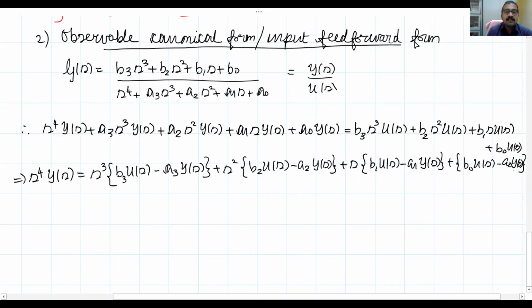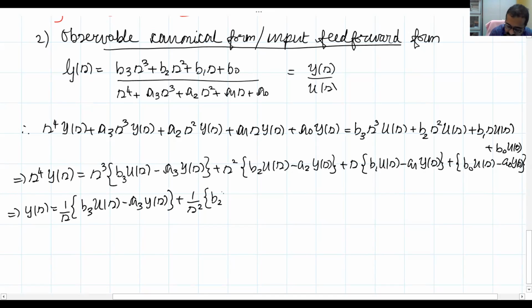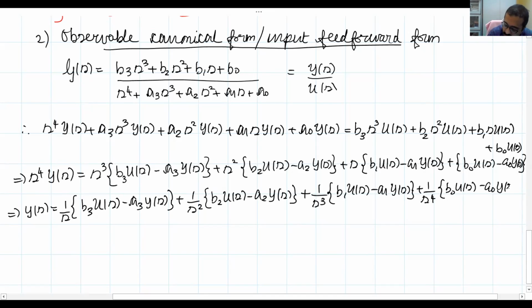Okay. Now I will divide throughout with s raised to 4. So y of s is equal to 1 by s into b3 u of s minus a3 y of s, plus, because you are dividing throughout with s raised to 4, 1 by s square into b2 u of s minus a2 y of s, plus 1 by s cube into b1 u of s minus a1 y of s, plus 1 by s raised to 4 into b0 u of s minus a0 y of s.